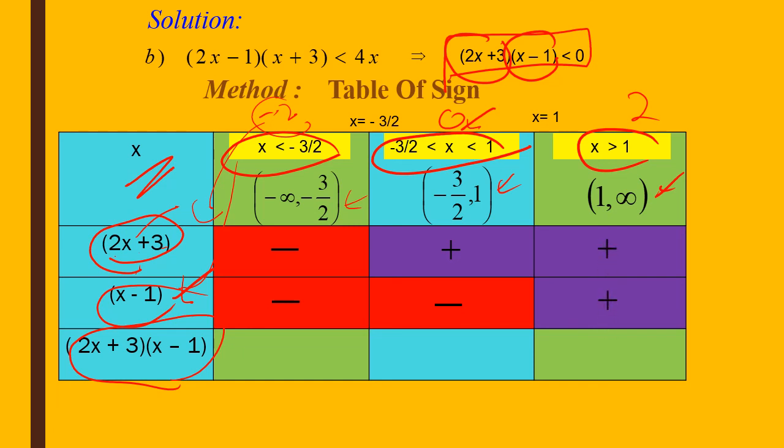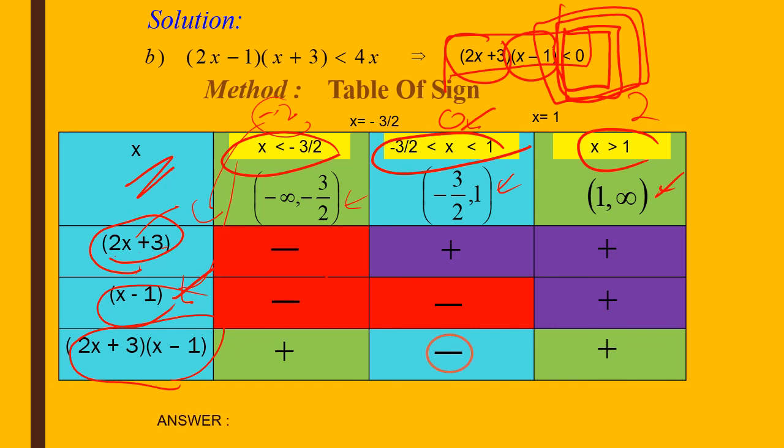So now applying the theorem. Negative multiplied with negative, what should we get? It should be positive. And the second one, positive multiplied with negative, is negative. Then positive times positive is positive. The question is to find the less than. Where is the area for less than? This is the area of less than, the negative area. So what is the interval for that part? This one is the answer. So directly you just write down, -3/2 less than x less than 1. Okay. Thank you.